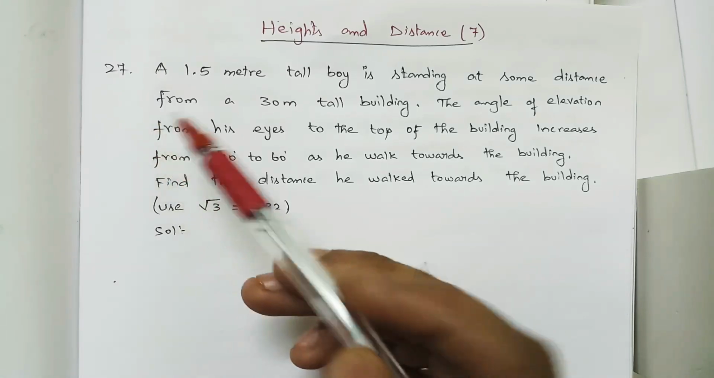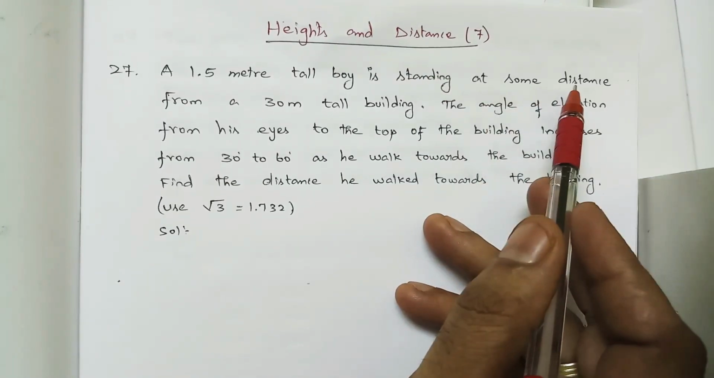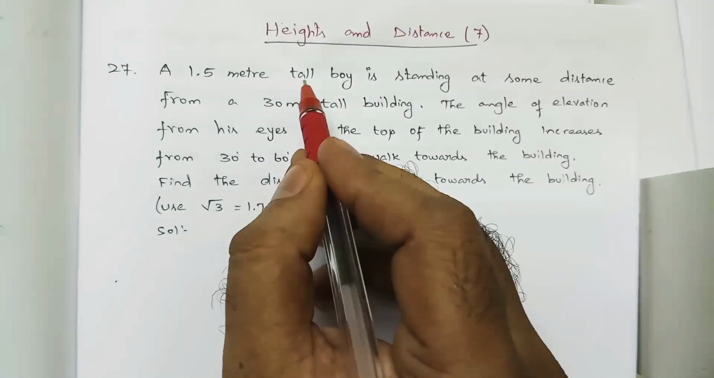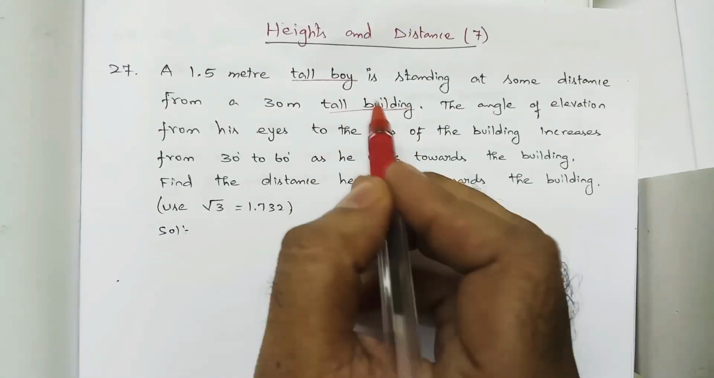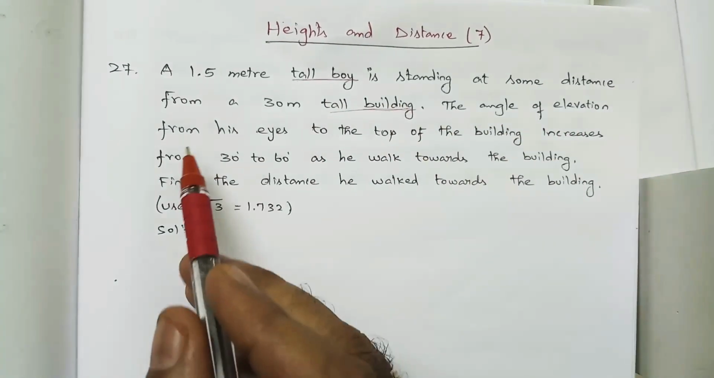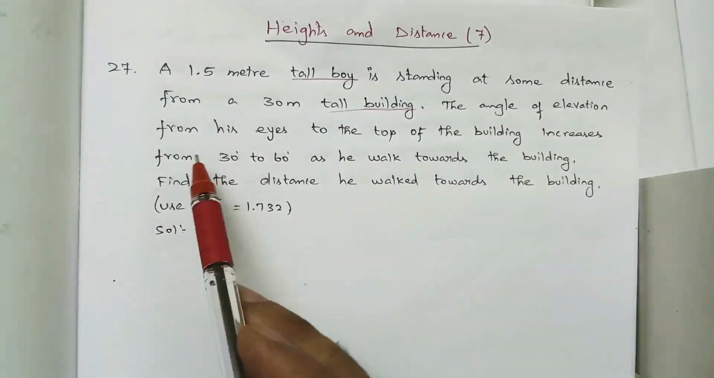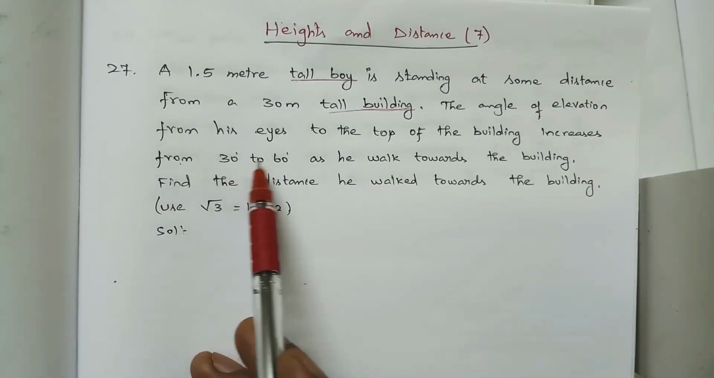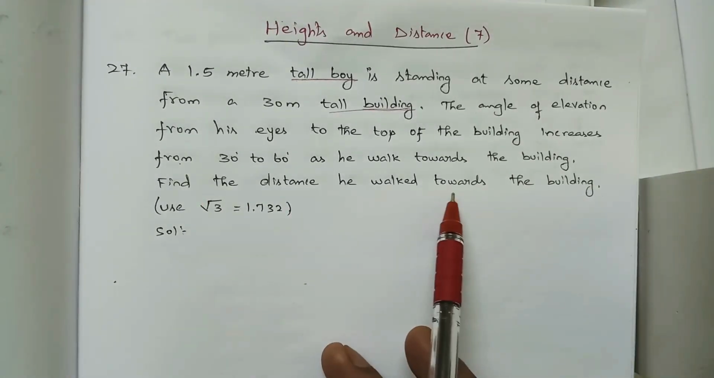Sum number 27: a 1.5 meter tall boy is standing at some distance from a 30-meter tall building. They are talking about two things, the boy, who is vertical, and the building. The angle of elevation from his eyes, from down to top, to the top of the building increases from 30 degrees to 60 degrees as he walks towards the building. Find the distance he walked towards the building.